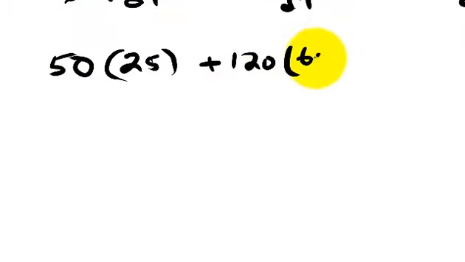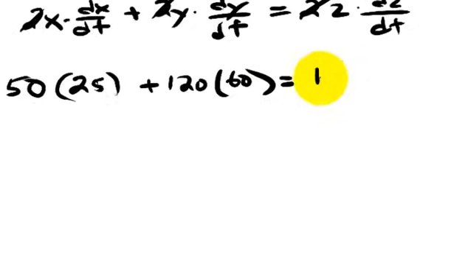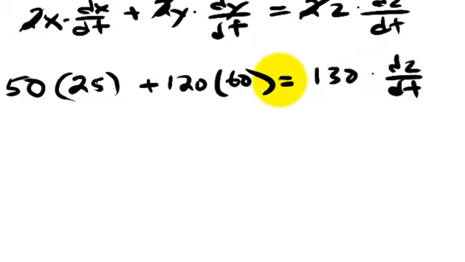So let's see, 50 plus y, which is 120, times 60, and they need a z. Well, this is z right here. So just use the Pythagorean theorem to find this length here, which I believe should be 130, but I'm checking on my calculator right now. Yep, so z equals 130. So that's going to be 130 times dz/dt. I don't know what that is, but again, that's what I'm trying to find.